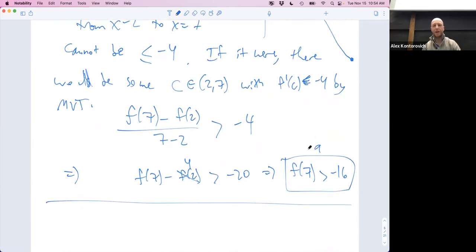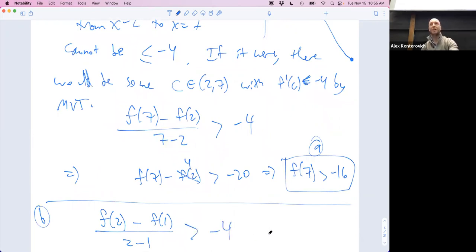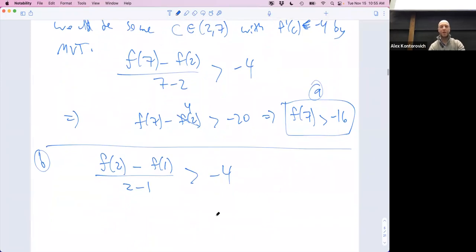Part B, what about the value of f(1)? Again, if I apply the mean value theorem, it says that (f(2) - f(1)) / (2 - 1) is going to be the derivative of some value. That derivative must also be greater than -4 by the same principle. So if I multiply through by 1, I don't have to multiply anything. f(2) is 4.